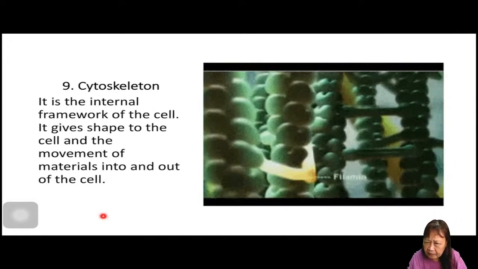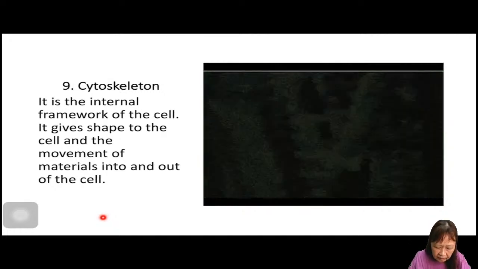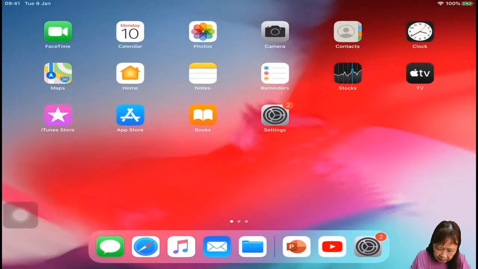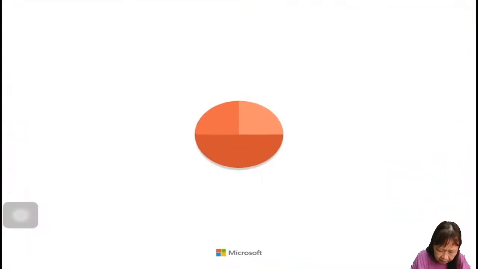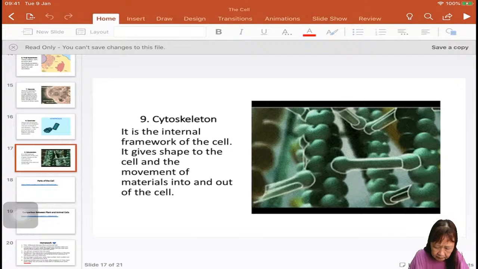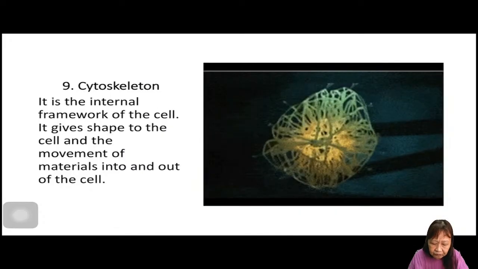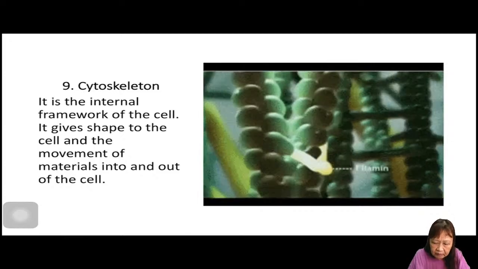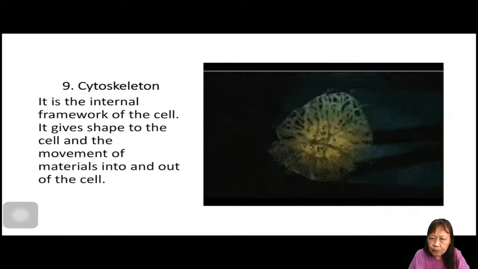Number 9, we have the cytoskeleton. The cytoskeleton is very important. Sorry again, we're having some technical difficulties here. It is the internal framework of the cell. It is important in giving it shape and also the movement of material. 2 points. Anybody?